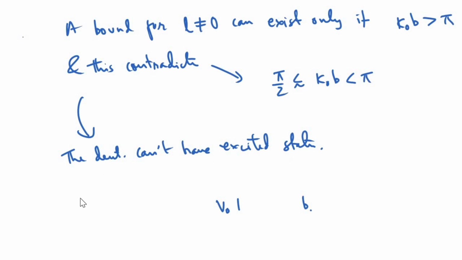Now you see, if the depth of the potential would have been more, say 5 times more, 10 times more, with the same value of the range of potential b, then probably we can have excited states for the deuteron. But with the current V0 and b, we cannot have any excited states. Any questions, student?